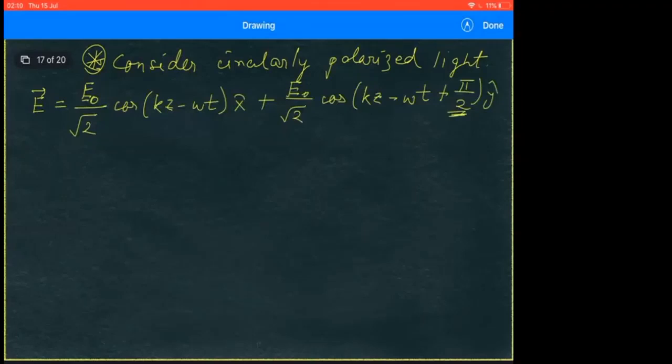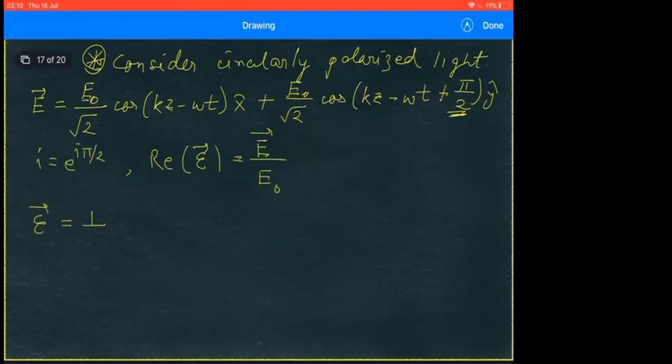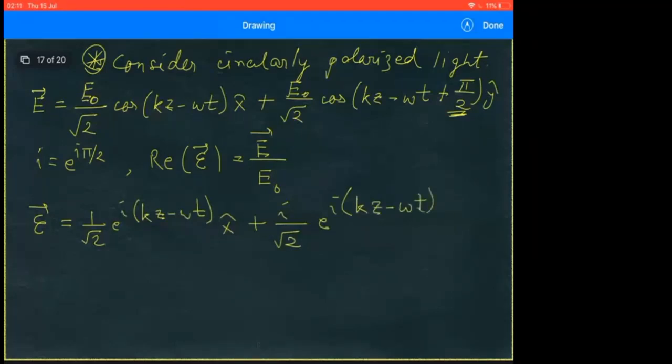Now, if I use the simple formula and identify i to be e to the power i pi by 2, and I introduce the notation that the real part of this vector epsilon is nothing but the vector E divided by E naught, then one can write this field capital E vector as e to the i (kz minus omega t) x hat plus i by square root 2, and this is important, the factor of i. Of course, I am not showing the explicit derivation here, and I would definitely urge everyone to work this out in detail, at least for the people who are seeing this for the first time.